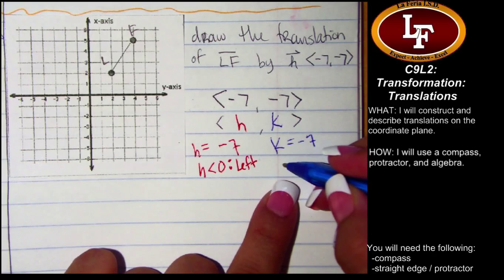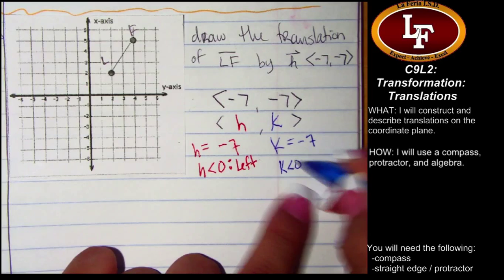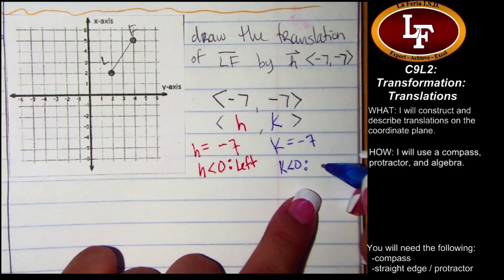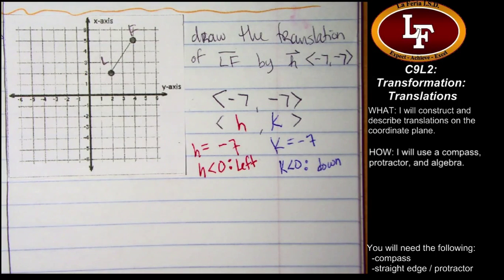K is less than 0. Look back at your translation descriptions. When k is negative, you'll be going down. Okay, sounds good. All right, so we know we're going to move left how many units? 7 units left. The negative tells you which direction, and you're going to be moving down how many units? 7.